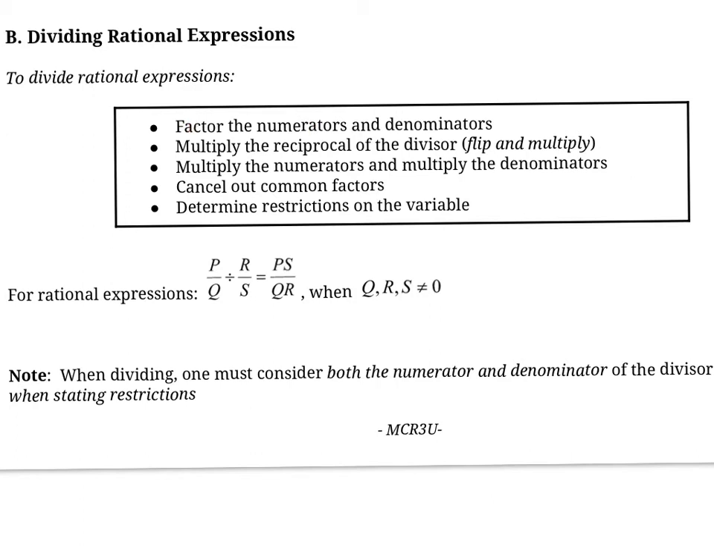First, factor the numerators and the denominators. And there's a good reason to do this, which is if you forget to factor first, sometimes you're going to miss some restrictions. And I'll show you what I mean by that. Then we're going to multiply the reciprocal of the divisor. So we're going to flip and multiply that second fraction. We're going to multiply as usual, cancel out common factors, and determine restrictions.